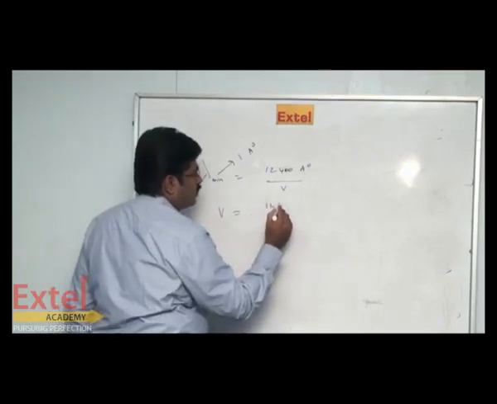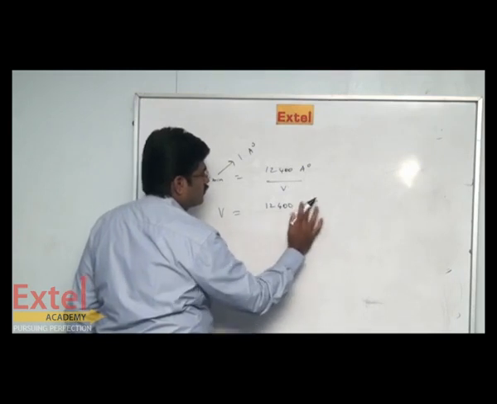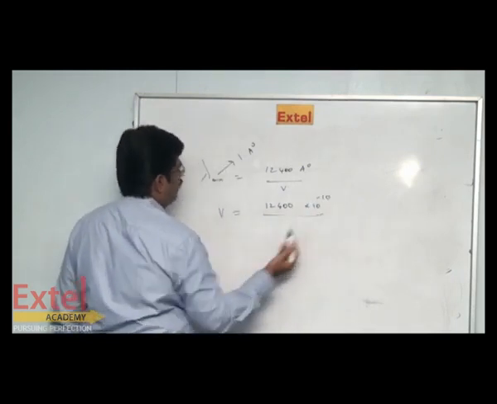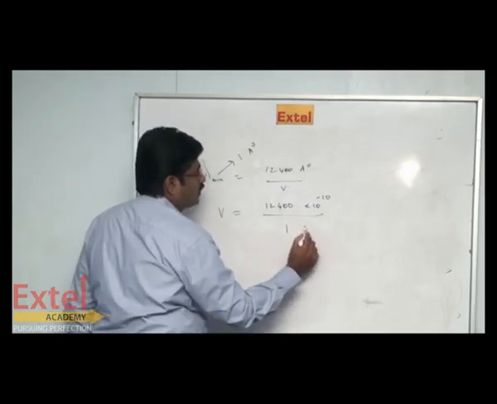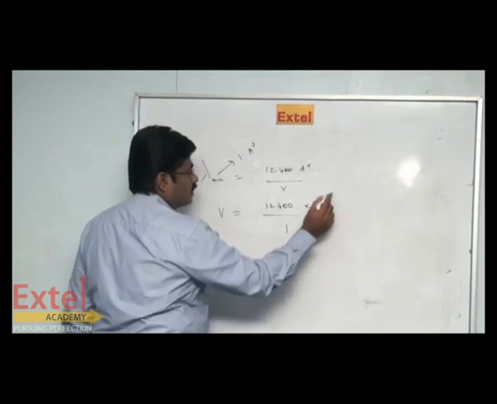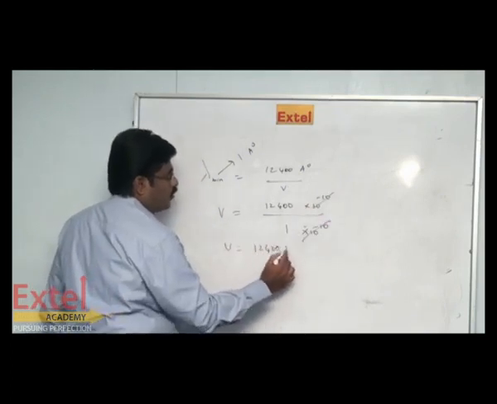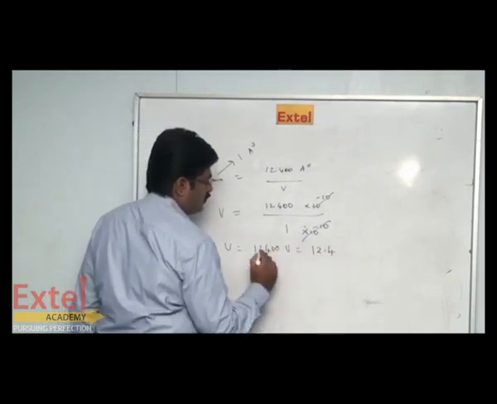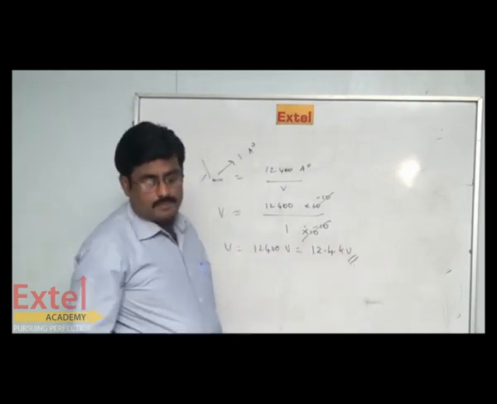So V is equal to 12,400 into 10 to the power minus 10 by lambda, 1 angstrom, so 1 into 10 to the power minus 10. So this thing can be cancelled. So V is equal to 12,400 volt, which is nothing but 12.4 kilovolt. So this is the answer.